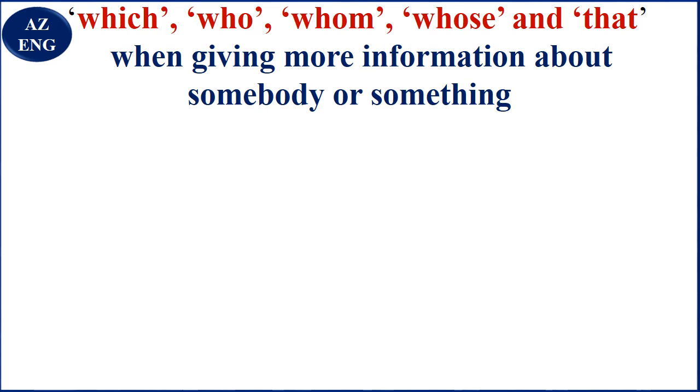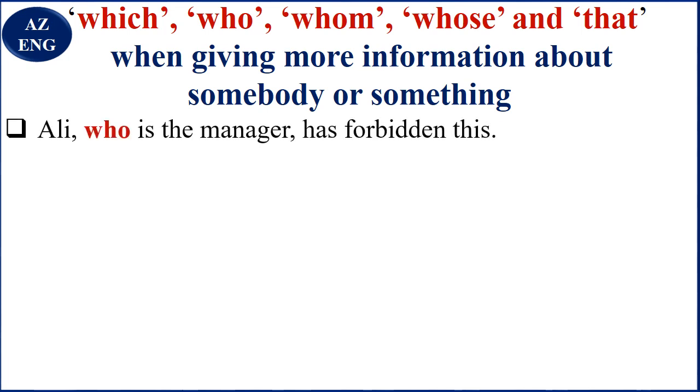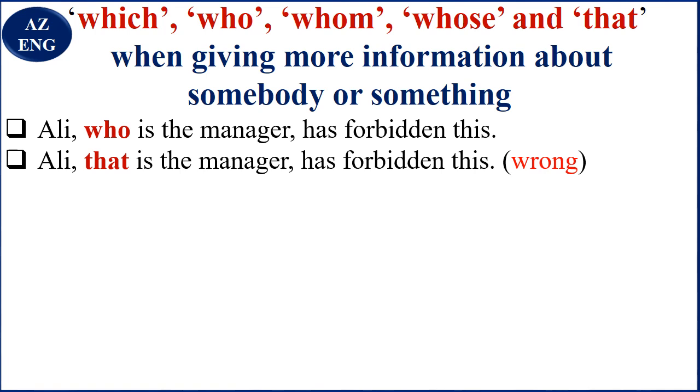And here we've got the use of which, who, whom, whose, and that when giving more information about somebody or something. So for example, here we've got Ali, who is the manager, has forbidden this. So you see, who is the manager gives us more information about Ali. So using the word who here is correct. Ali, who is the manager, has forbidden this. But you remember giving more information. Ali, that is the manager, has forbidden this.